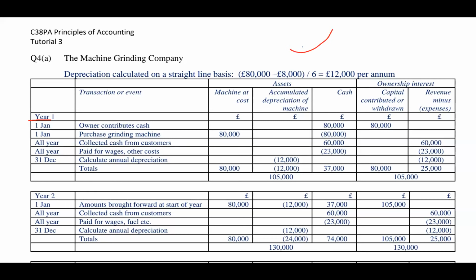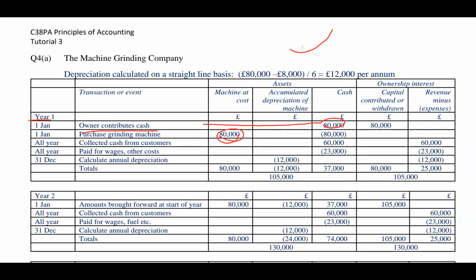The first year, the owner's contribution was what? How much did the owner contribute? It was in form of cash. He contributed 80,000. You're following? Then there was the purchase of the non-current asset.